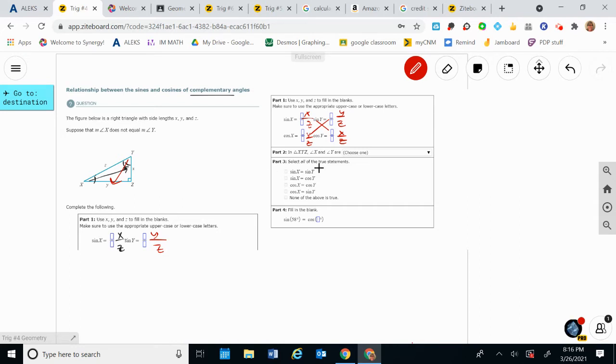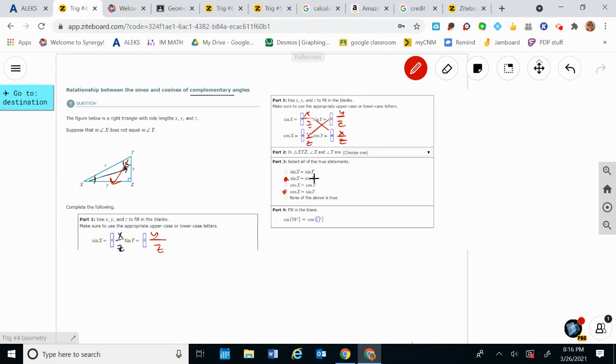Part two: in triangle XYZ, angles x and y are, I'm pretty sure you're going to put, complementary. Check all that are true. Is sine x equal to sine y? No. Is sine x equal to cosine y? Yes, it is. And cosine x is equal to sine y.